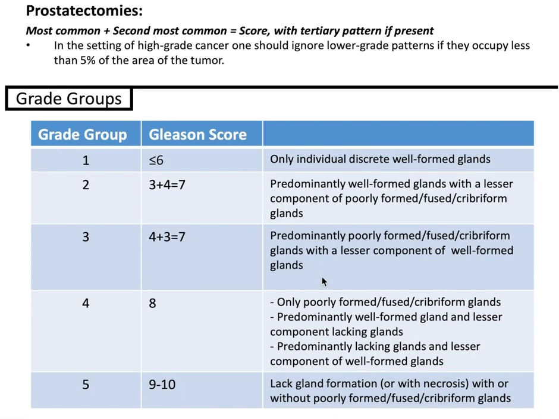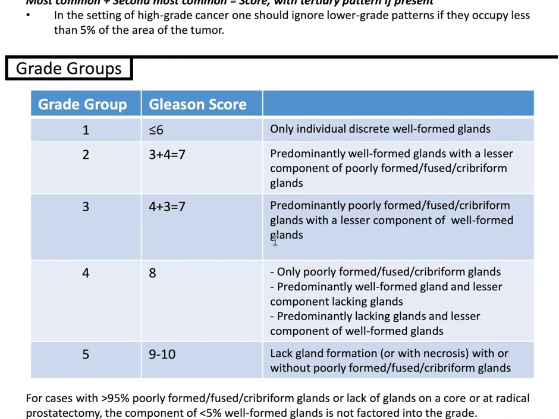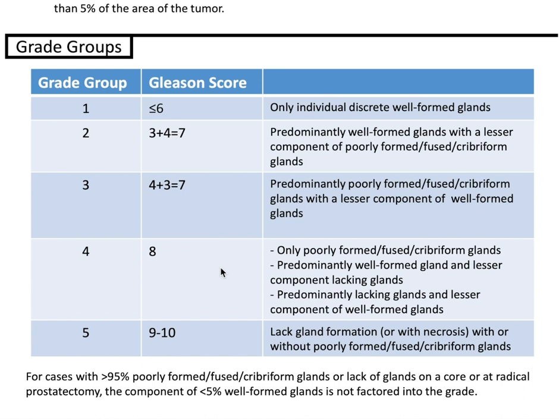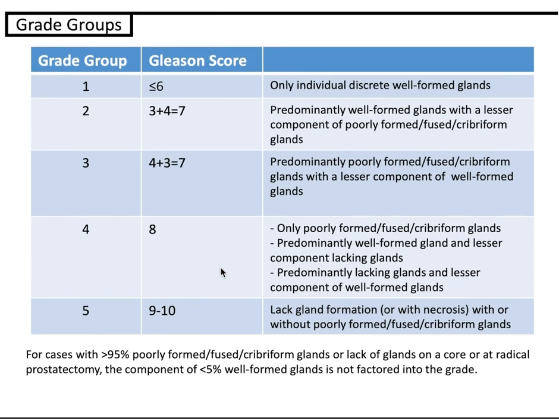And then your grade groups are based on the Gleason scores. So I'll leave this for your reference, but basically grade group 1 is less than or equal to 6. Grade group 2 is 3 plus 4 is 7. Grade group 3 is also 7, but it's 4 plus 3. Grade group 4 is 8. And grade group 5 is 9 to 10.